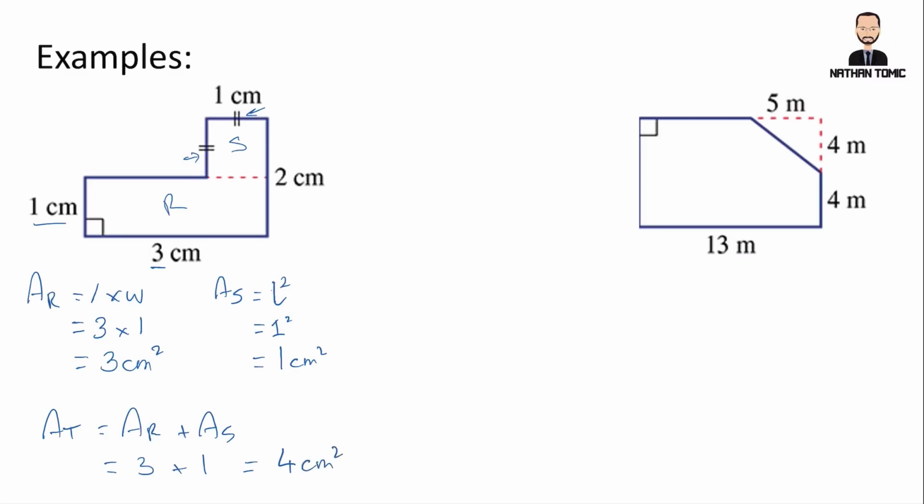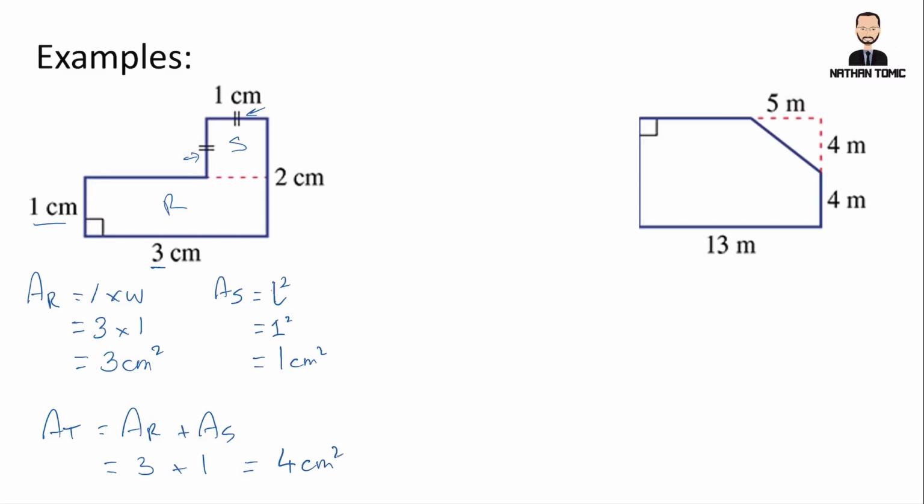So we had the area of the rectangle being 3 centimeters squared, the area of the little square being 1 centimeter squared, and of course those together, in this case we did an additive process, gave us a total of 4 centimeters squared. Let's turn our attention to the second one.